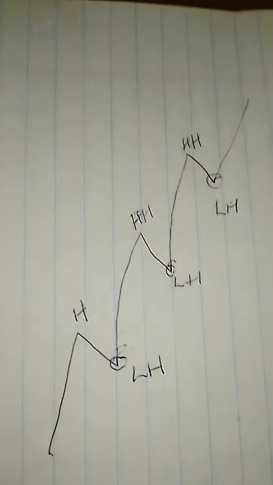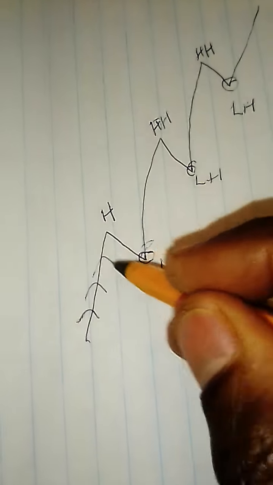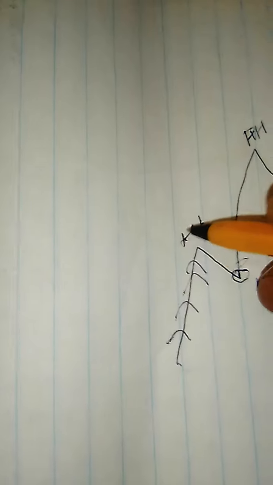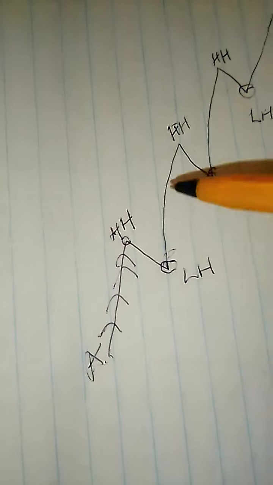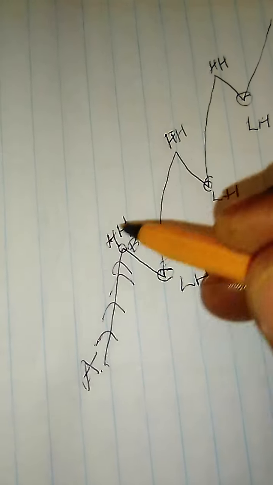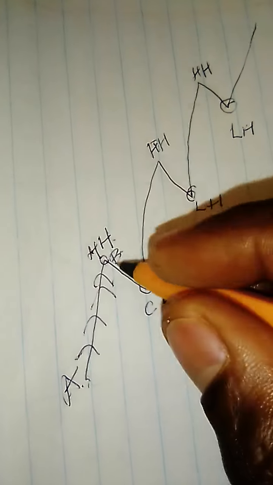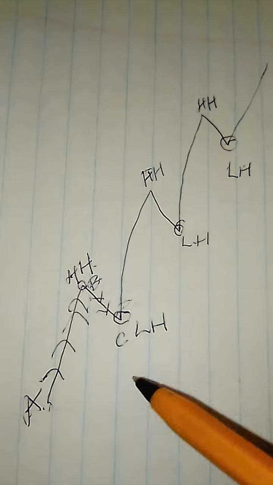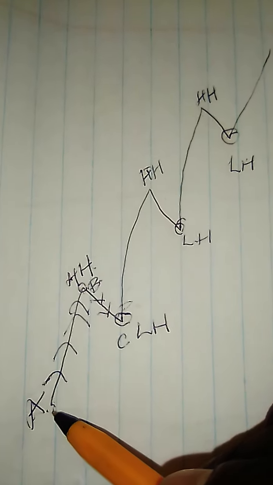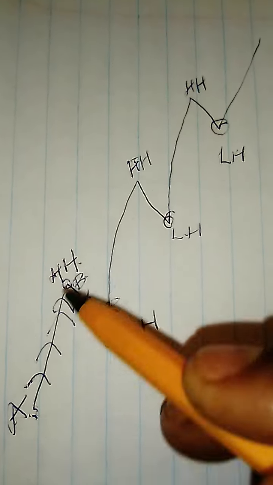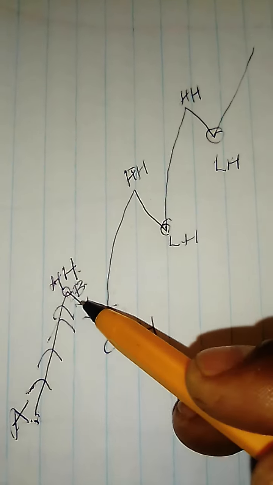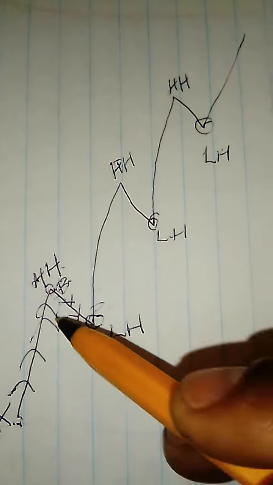The reason why we call it a lower high and a higher high, as you can see, from this point the market goes up. Now we have what we call a higher high here. From this point, which is called point A, to point B, the market goes up. From point B to point C, the market changes direction to the downward movement. That means from point A to point B, the market goes up. From point B to point C, the market goes down.